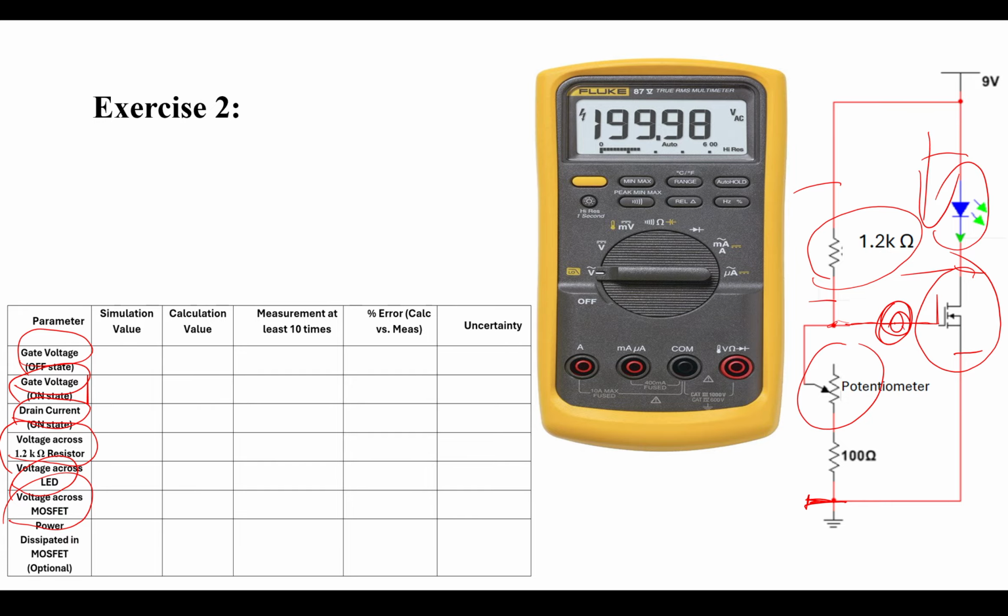The power dissipation of the MOSFET is optional, but if you're already calculating the voltage between the drain and source, and you already measured the voltage drain and source and measured the current of the drain, you have the power. It's just two pushes of a button on the calculator. You know what I'm saying? So don't get, I don't want to say lazy, but don't forget to do that. It's optional, but do that. Any question about this assignment?